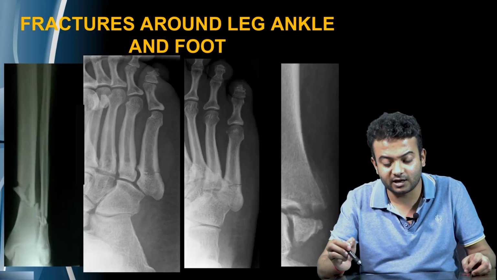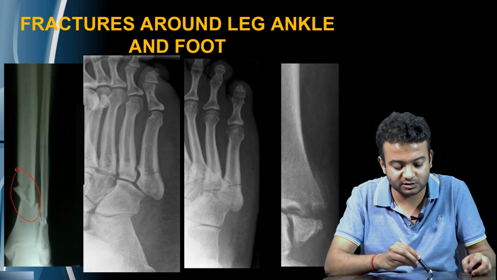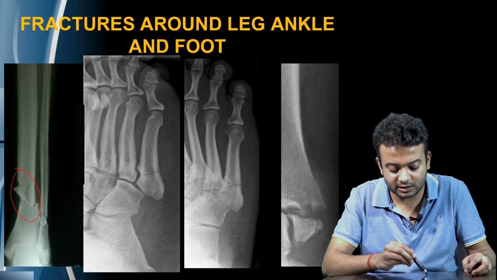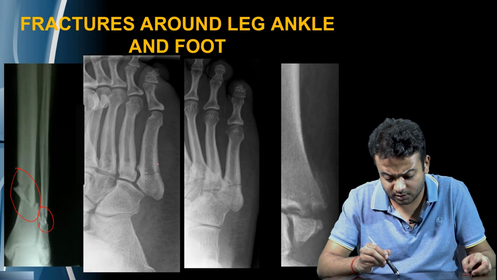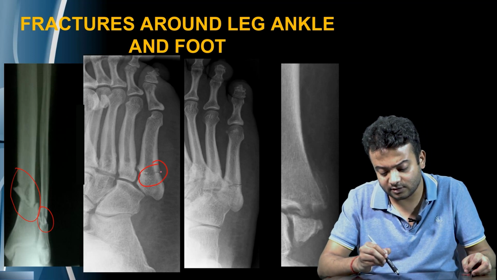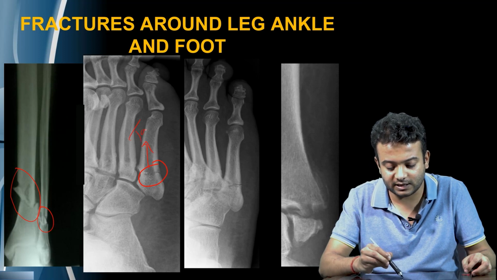Fractures around the leg, ankle and foot can also be present. For example, there is a fracture in the distal tibia shown here, as well as a distal fibular fracture. There is also a small lucent line running in the base of the fifth metatarsal. This is referred to as a Jones fracture.